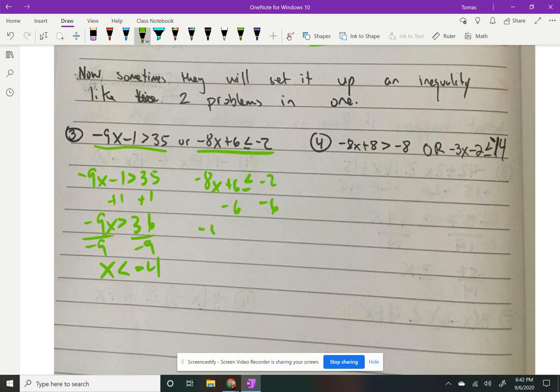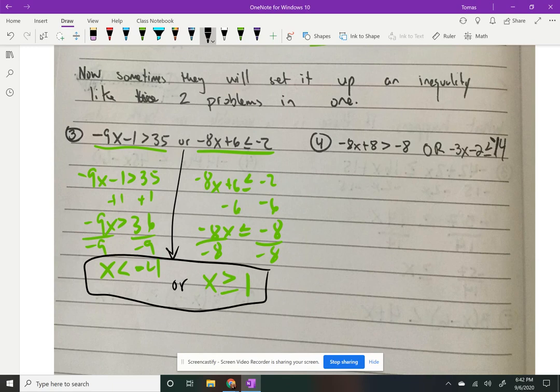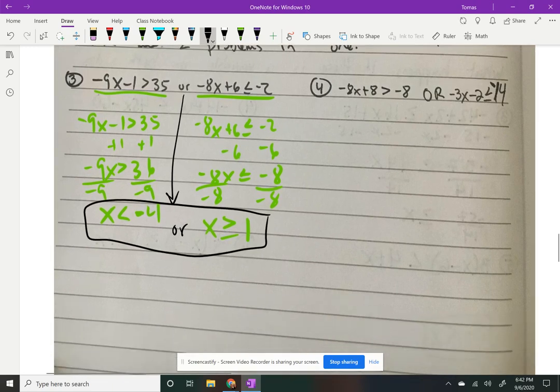So now we have this. Then we divide. But when we divide by a negative, the sign flips. The key thing right here, guys, is that we got to bring down this "or". We got to bring down this "or", because they're going to ask you to graph this. So how would I graph this?